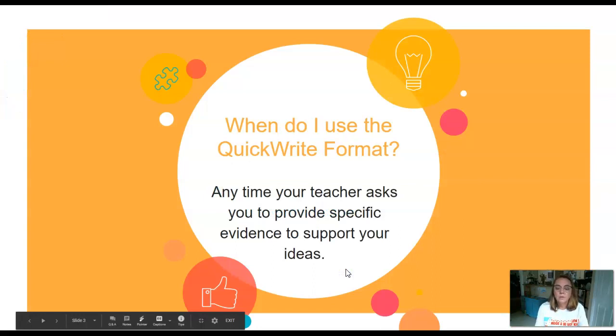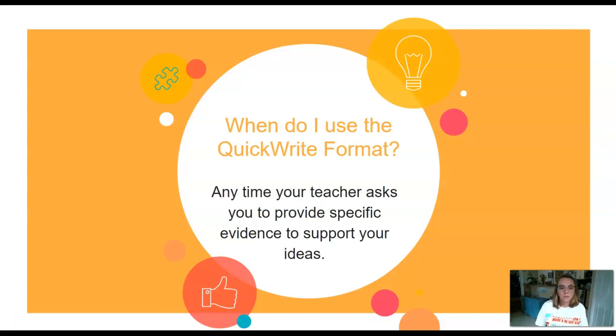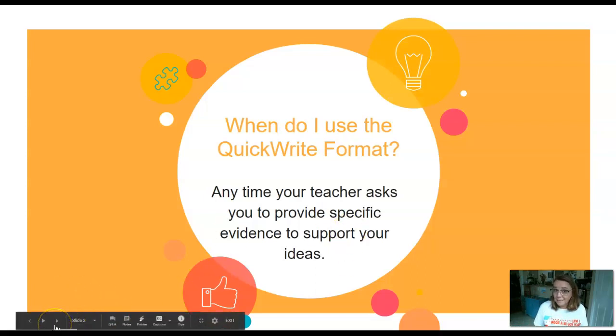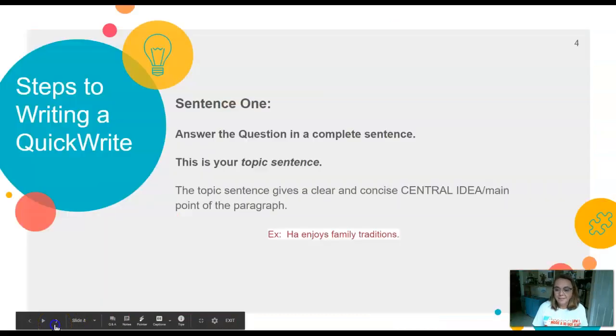Okay, when do you use a quick write format? Anytime your teacher asks you to provide specific evidence to support your ideas, and that's going to be almost every time we ask a question for you to write about in language arts class. We're going to ask you to use that text, that book, that article, whatever it is that we're reading to support your ideas so that you can really practice making sure that you're not just spewing off an answer, but that you have some real clear evidence to support it and a reason to believe that your answer is correct.